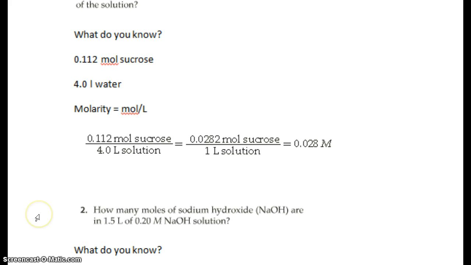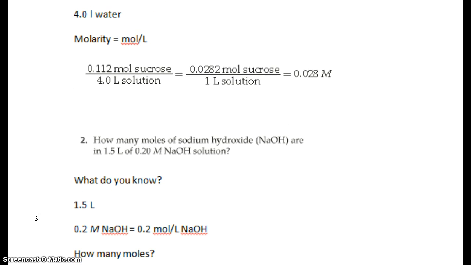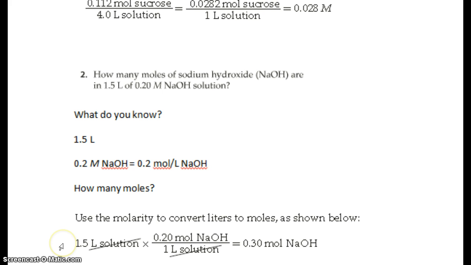Question number 2. How many moles of sodium hydroxide are in 1.5 liters of 0.2 molar NaOH solution? So again, what do you know? List everything that you know. I have 1.5 liters. I have a 0.2 molar solution, which is the same as saying 0.2 moles per liter. And I want to find how many moles. So start with what you know. We have 1.5 liters of solution. Put liters on the bottom of the next fraction so they cancel off. And we know that we have 0.2 moles per liter.